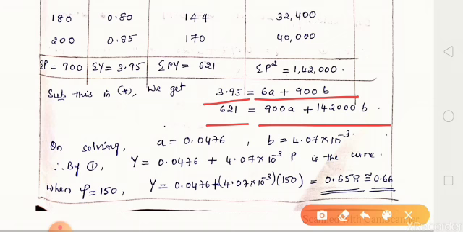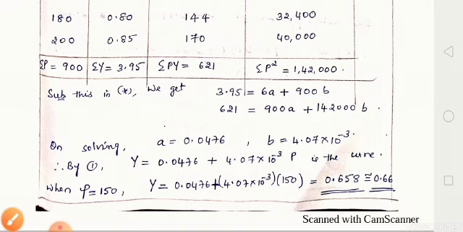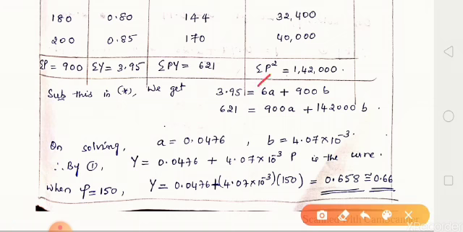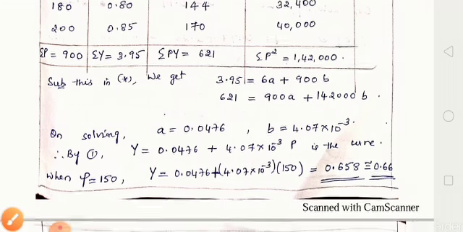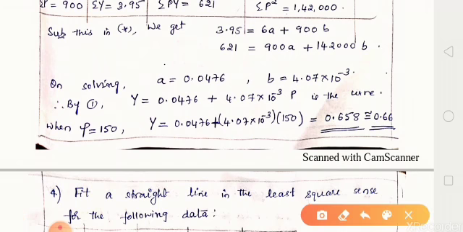Now we will solve these two equations using the calculator. A1 is 6, B1 is 900, C1 is 3.95, A2 is 900, B2 is 1,42,000, C2 is 621. On solving, we will get the value of a as 0.0476 and the value of b as 4.07 into 10 to the power minus 3.